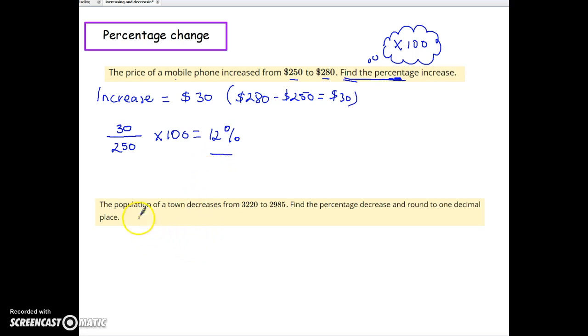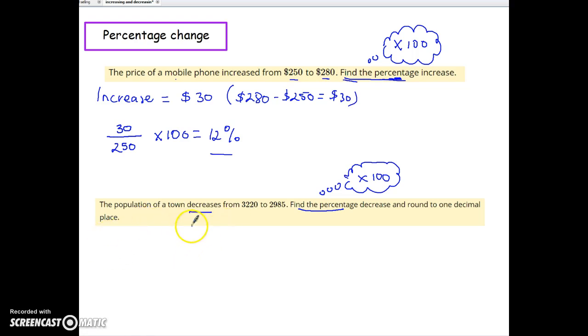Same sort of thing here, but this time we've got a decrease. The population of a town decreases from 3,220 to 2,985. Find the percentage decrease. Find the percentage again. That little machine in your brain should be saying, well, somehow I need to multiply by 100. I need to make a fraction with my two numbers and then multiply by 100.